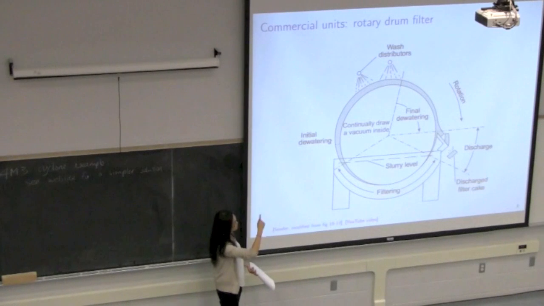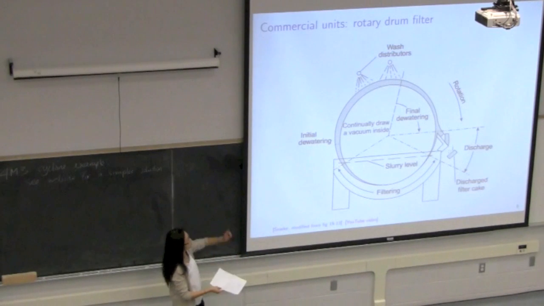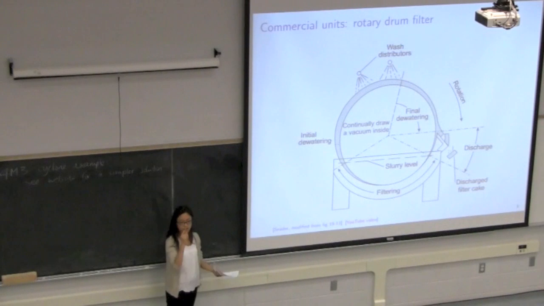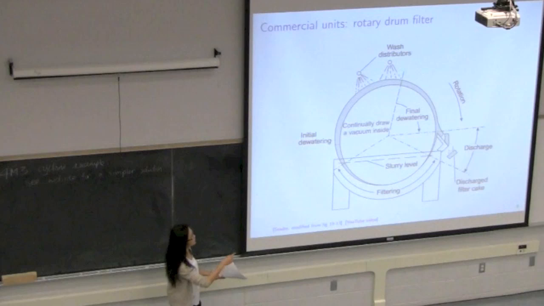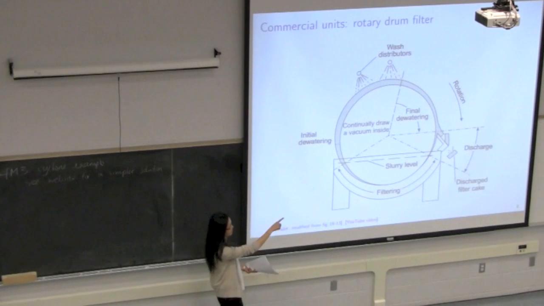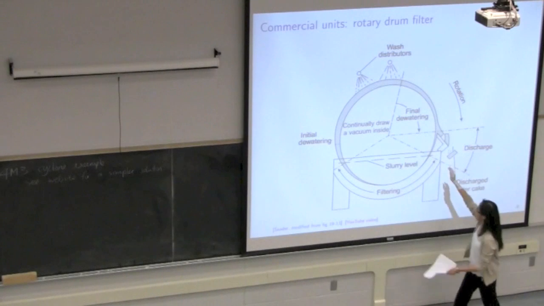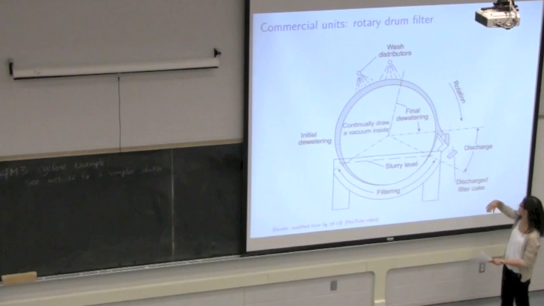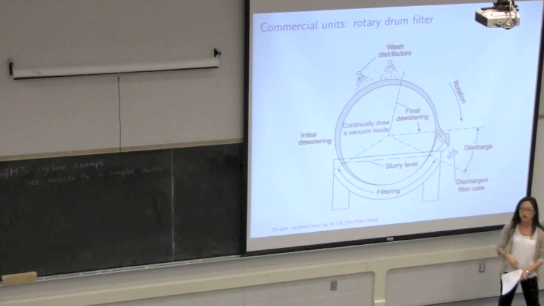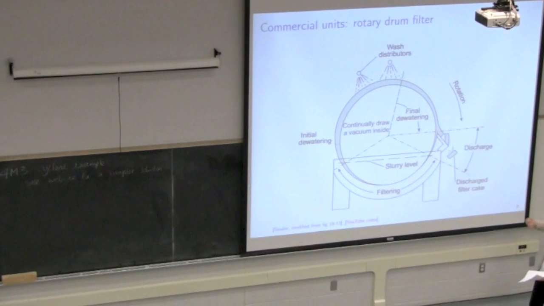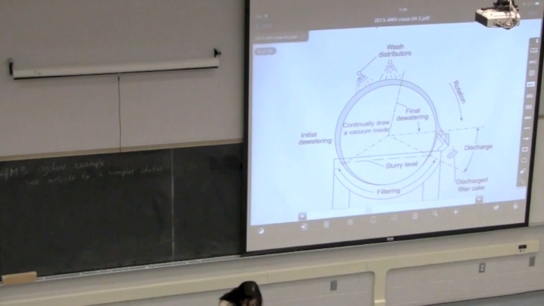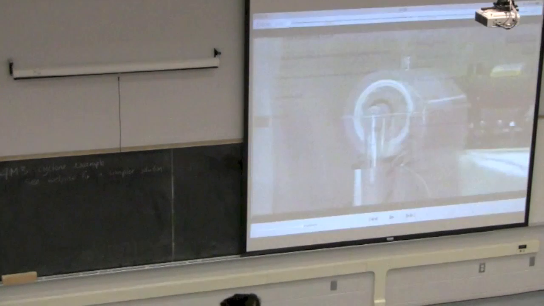And as it's rotating, some rotary drums have washers at the top there that wash the cake off so it's easy to remove. So at the end of the cycle, we have a blade there that scrapes off all of the cake, and then you can remove the cake. So it's a continuous process. So as you're filtering, it's also removing cake. So it's efficient in the sense that you're saving time, it's a little less labor intensive, and you're saving money in that way. So I have an animation here that will show you how it works.